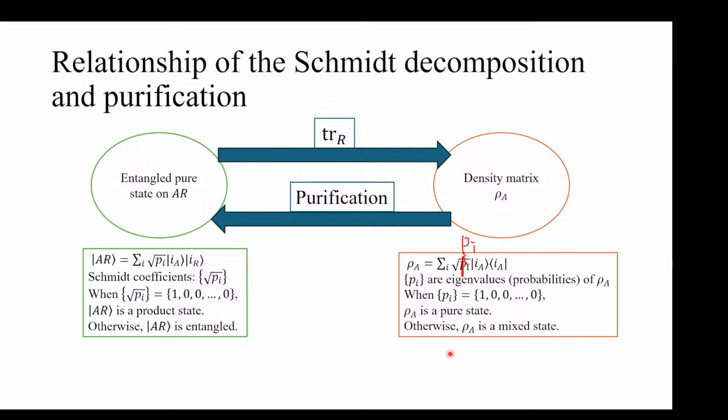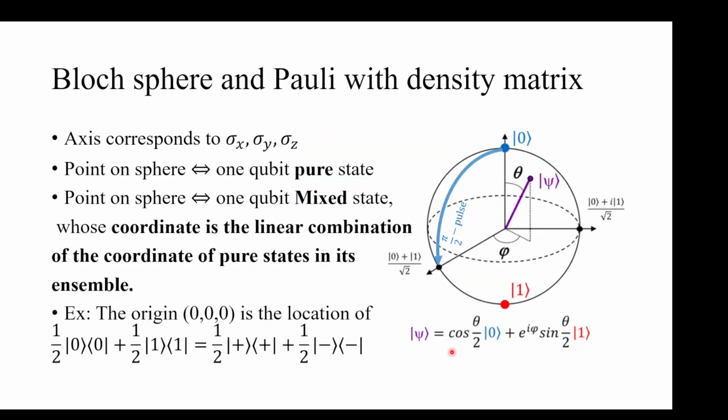Any question? If not, then we go to the next slide on the density matrix. This is just something a little more we want to say about the Bloch sphere and the density matrix. Remember in chapter 1, we talked about the Bloch sphere as a good way to describe one qubit state.